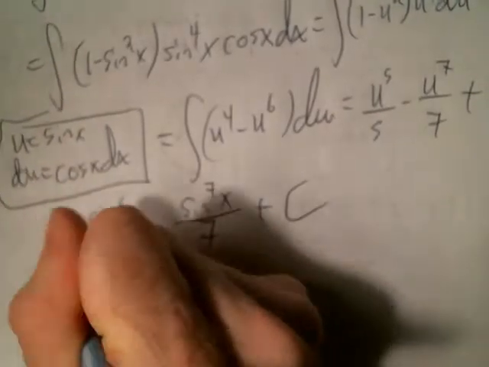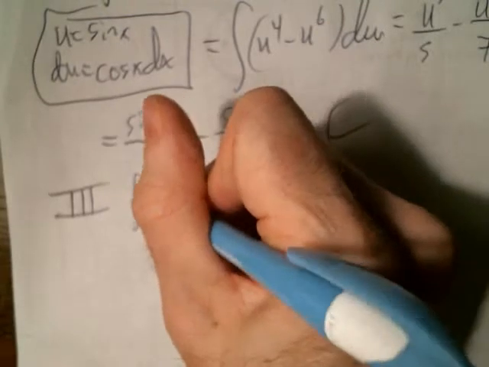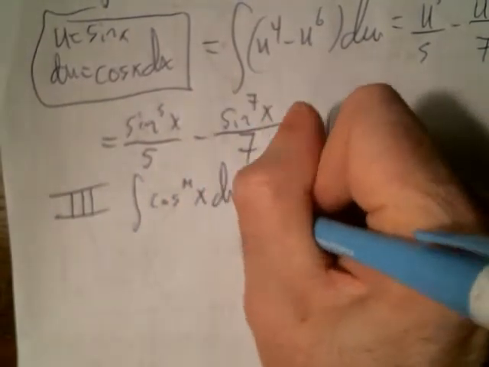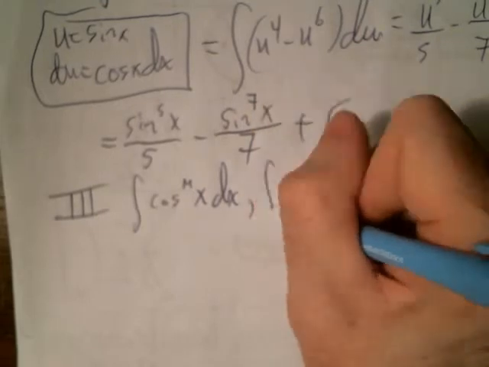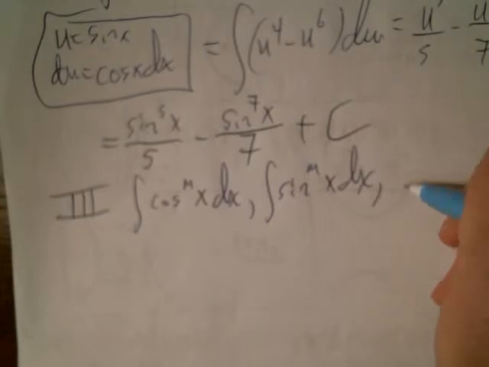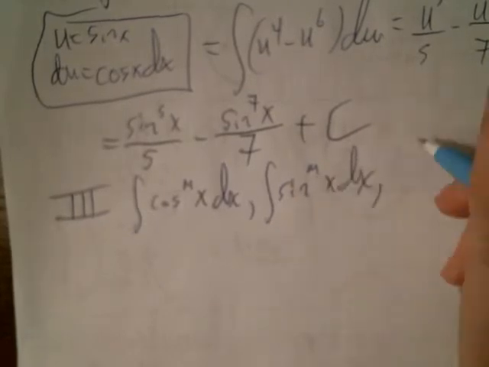The next one is what to do when we don't have a cosine and sine both involved. Maybe we just have something like the integral of cosine to the nth power of x dx, or the integral of sine to the nth power of x dx. Additionally, our nth power has to be even for this next technique to work. And you may have seen this in the homework.